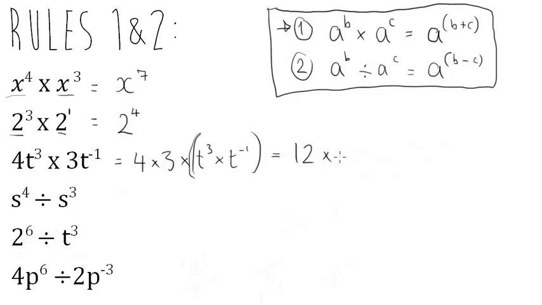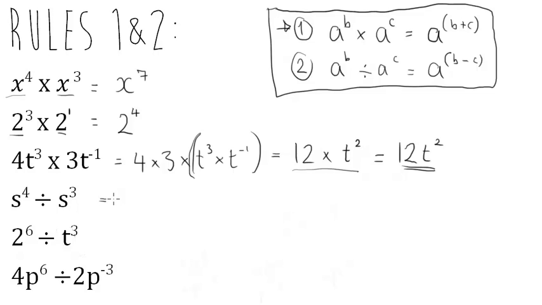Now what is the thing in the bracket? It's two numbers with the same base, okay? So t is our base. It's going to have the same base, t to the power of the sum of the indices, which is 3 plus minus 1, which is 2, okay? And it's just convention, if we've got a number in this sort of form, we leave out the multiplication sign. So just 12t squared is how we leave that. So that's our final answer for that one.